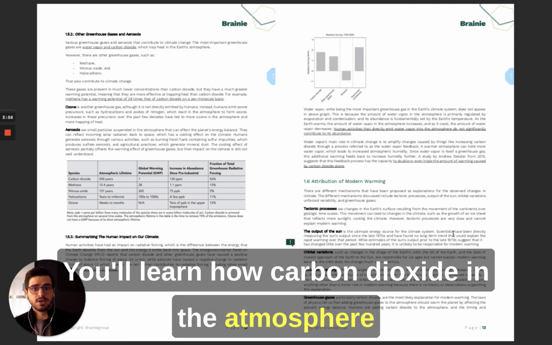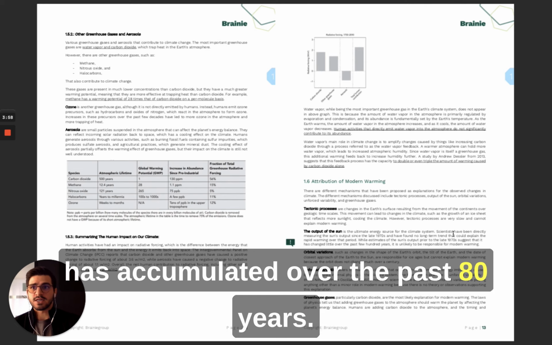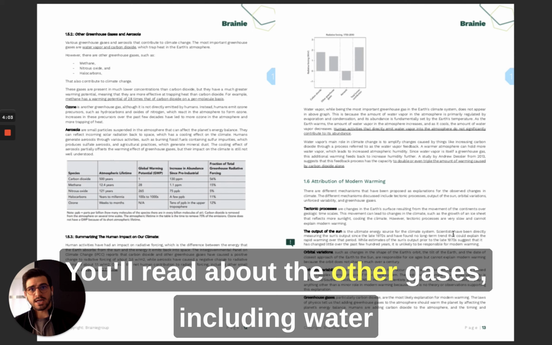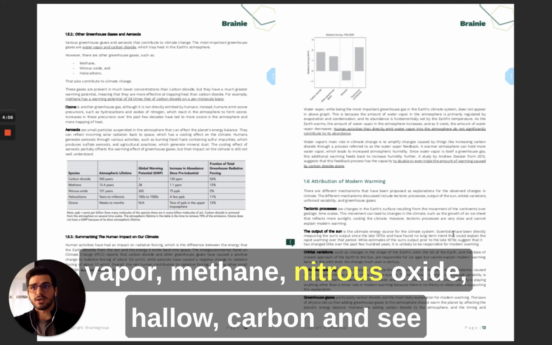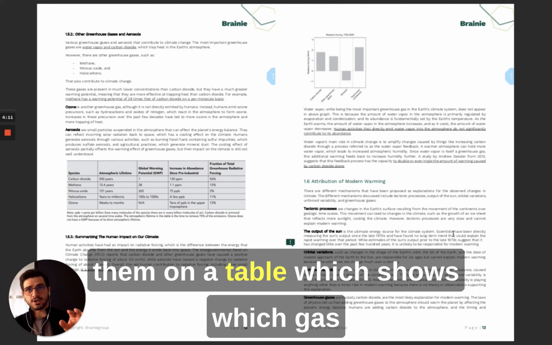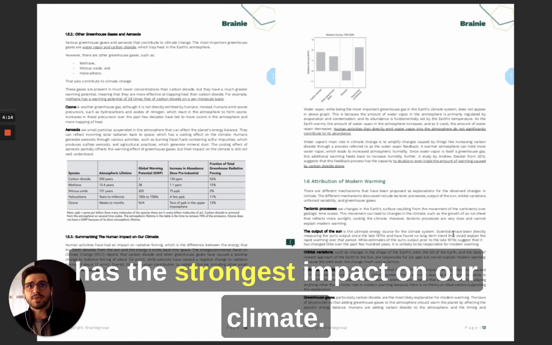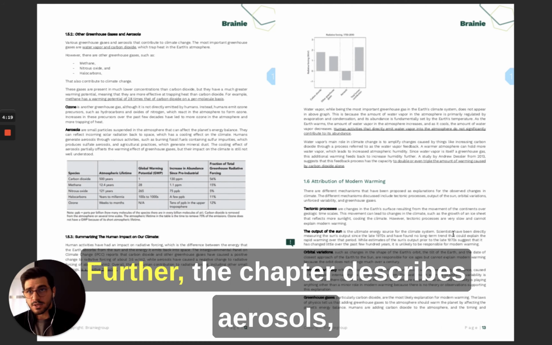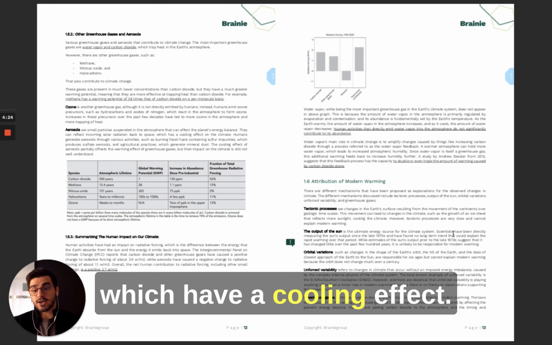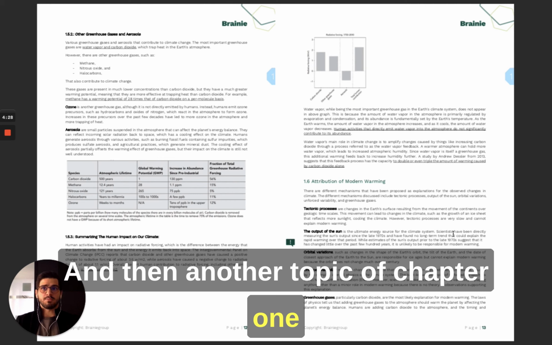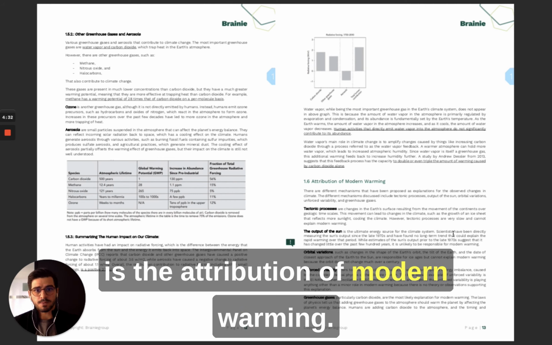The next chapter actually goes through the different gases. You learn how carbon dioxide in the atmosphere has accumulated over the past 80 years. You'll read about the other gases, including water vapor, methane, nitrous oxide, and carbons, and see them on a table which shows which gas has the strongest impact on our climate. The chapter describes aerosols, which have a cooling effect. And then another topic of Chapter 1 is the attribution of modern warming.